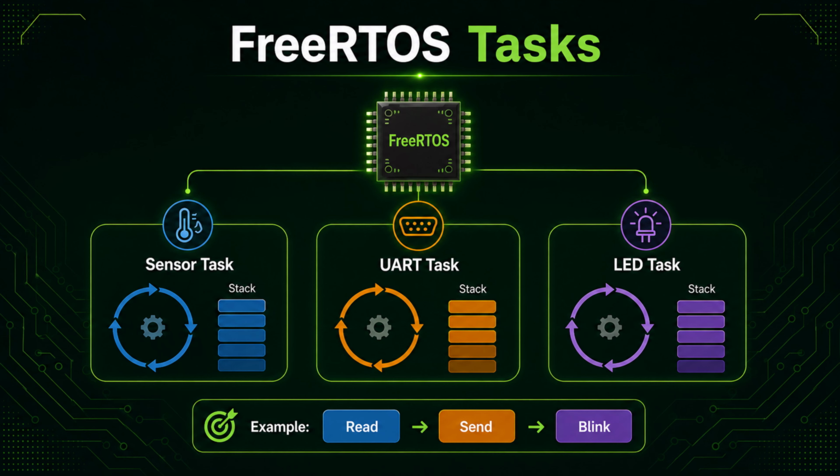Each task has its own stack, which stores local variables, function calls, and execution context. Although these tasks appear to run simultaneously on a single core microcontroller, the CPU actually switches between them very quickly. FreeRTOS saves the context of the current task and restores the context of the next selected task. Tasks should avoid continuous polling. They should block using delays, queues, semaphores, or event groups whenever there is no useful work to perform.